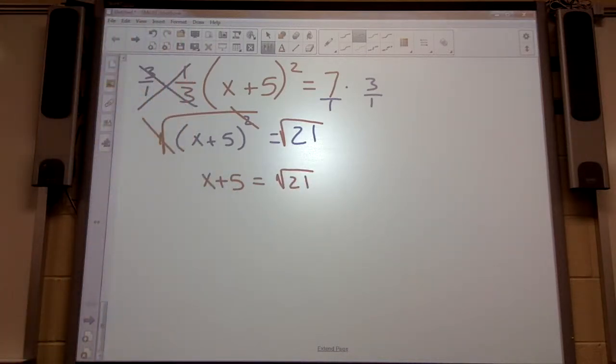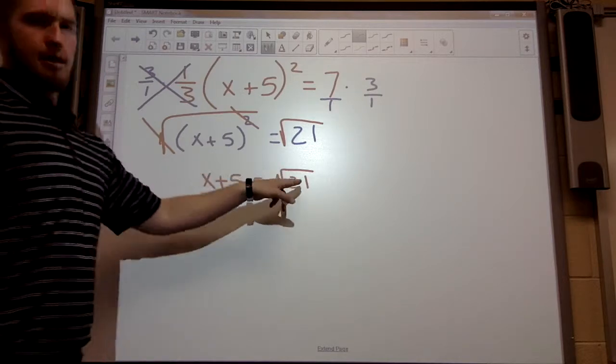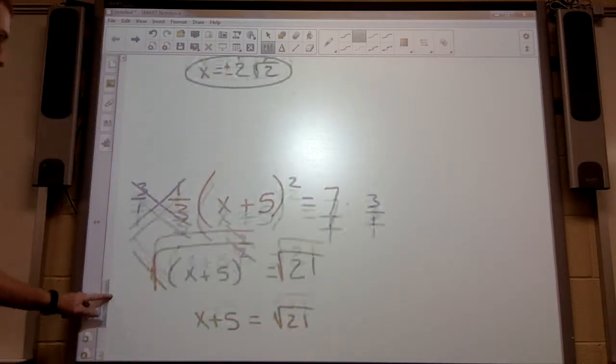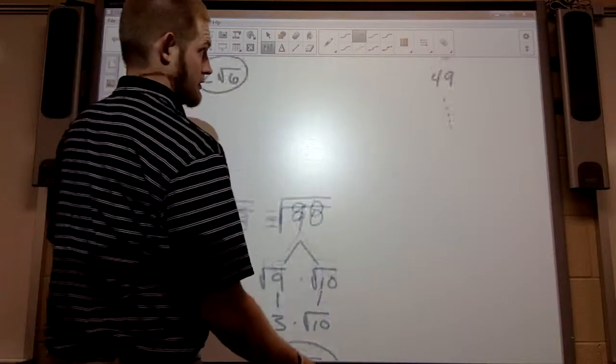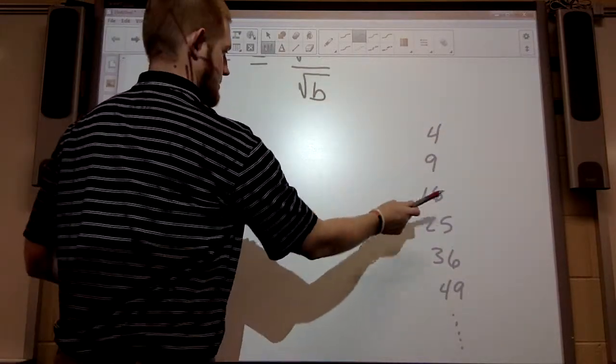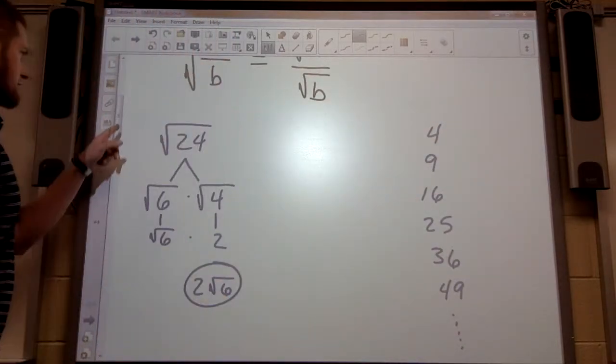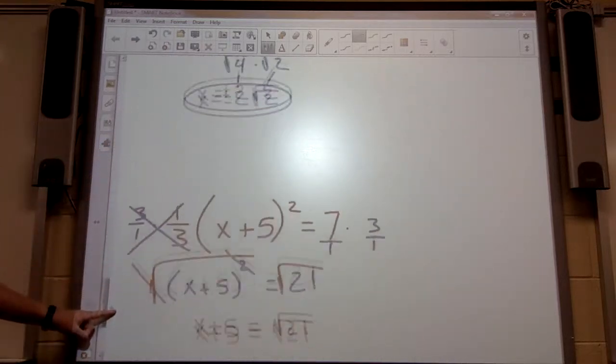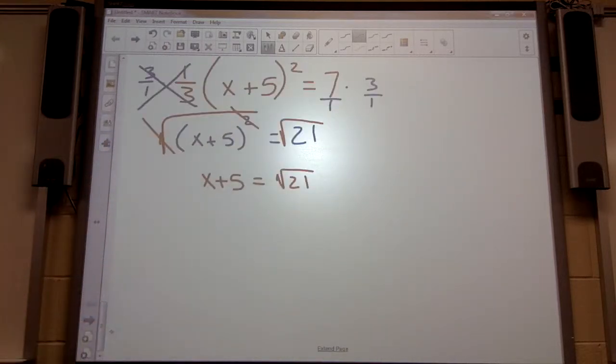Okay, that's okay. This doesn't break down. Notice there's no perfect squares that go into 21. 4 doesn't, 9 doesn't, 16 doesn't, and 25 is larger than it, so it obviously doesn't. That's okay if there's nothing that goes in.